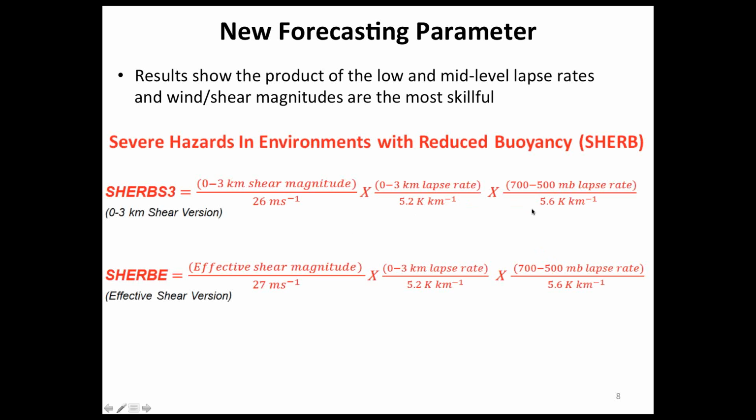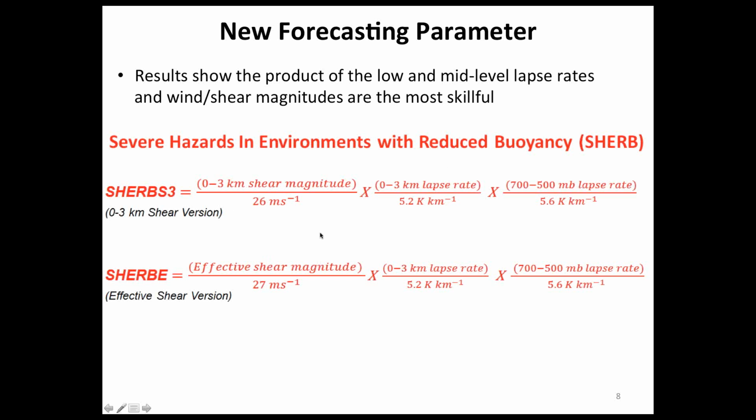And in terms of these normalization values here, the lapse rates are normalized by their optimal thresholds, and then the shear magnitudes are normalized by a value that makes the entire parameter optimized at a value of 1.